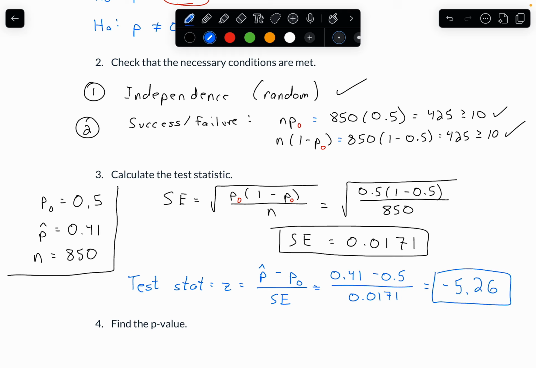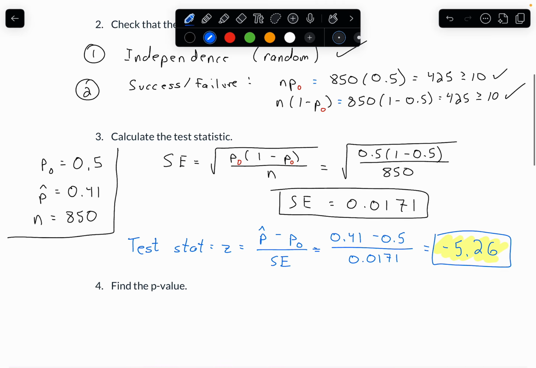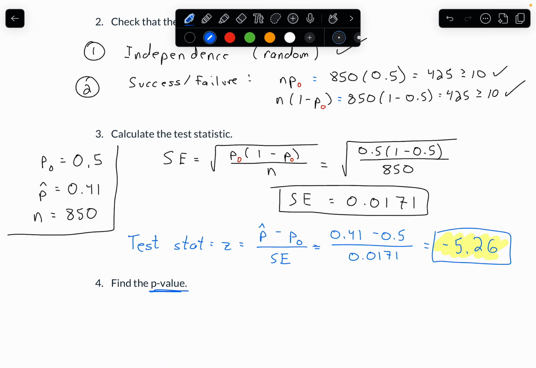So negative 5.26, this is the test statistic. This is what this question is really after. So part of our problem is going to be, okay, first we want to find our test statistic, which is helpful, and sometimes there are methods that you can use the test statistic to kind of finish up the process of a hypothesis testing question. But I tend to think it's actually a little bit easier to do one more step. So this last step here is we're going to find the p-value. So we're going to calculate the p-value.